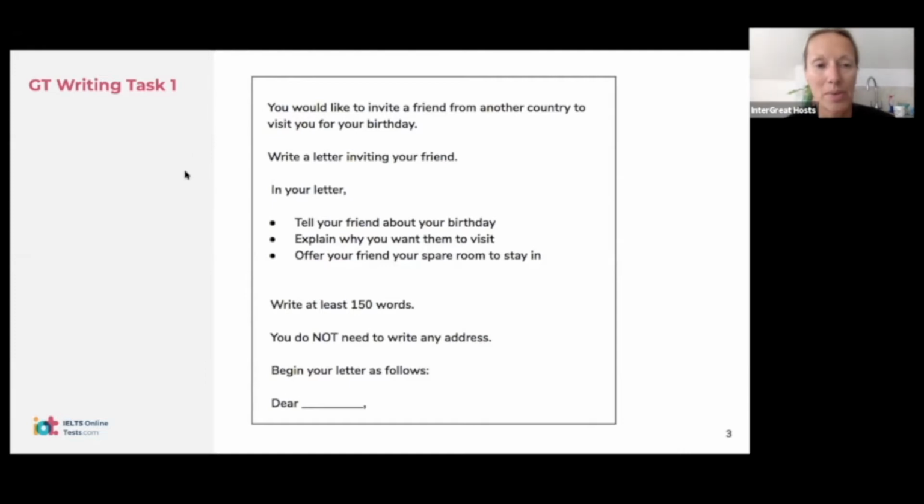Okay, so this is a typical question that you will get. And as you can see, 150 words, so it says at least, so that means it's okay to go over, but you can't go under. Right, so obviously the task is to write a letter, 150 words. And you have 20 minutes to do it.